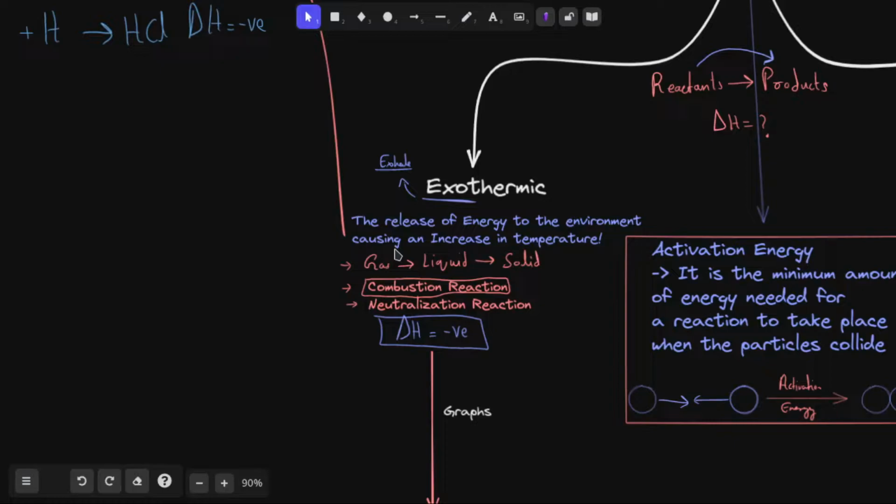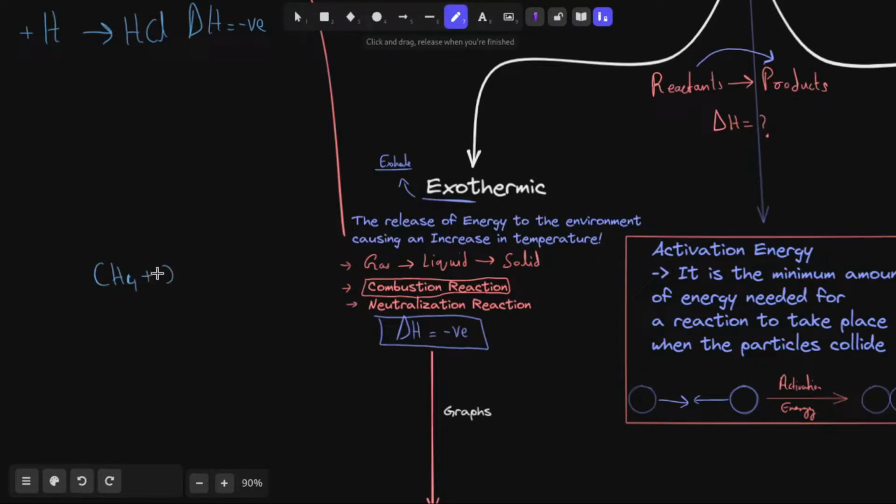Furthermore, a combustion reaction is a fantastic example of exothermic processes because it is a very classic example of energy release. Hum isko is tarike se soch sakte hain ki agar aapke paas koi fuel hai, for example CH4, if you have CH4 and you burn it, then you get CO2 and H2O. This burning process is a combustion reaction, and this is a classic example of an exothermic reaction, right?